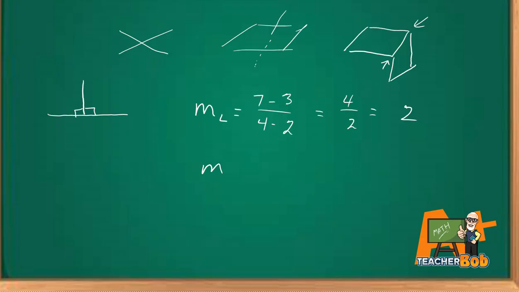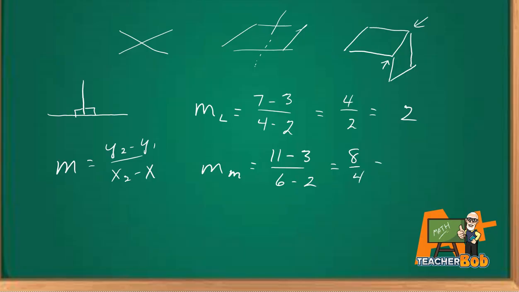Slope of line M: we were given the y's and the x's, plug them in. We're just using the slope formula here, by the way, which is y2 minus y1 divided by x2 minus x1 to calculate the slope. So we're doing this for these two lines. We end up with, for line M, 11 subtract 3 divided by 6 subtract 2. We get 8 over 4. So we get 2 again for our slopes.